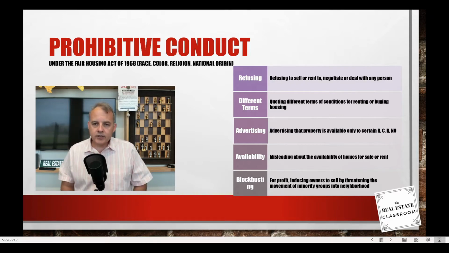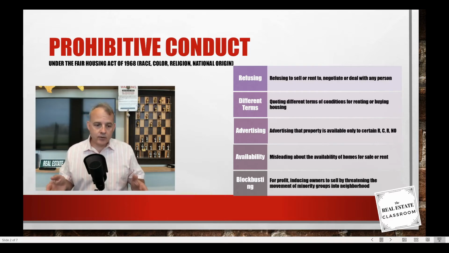The first one is, and you can see it on your screen, refusing to sell or rent to someone or negotiate or deal with any person that is a member of one of those four protected classes of race, color, religion, national origin. Another one is quoting different terms or conditions for renting or buying a house.